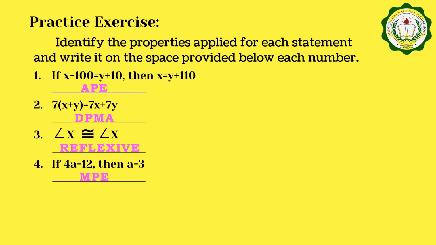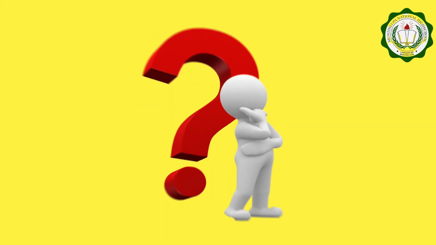Let's have the last one. If a is equal to b, then b is equal to a. That is the symmetric property. Do you have any question?